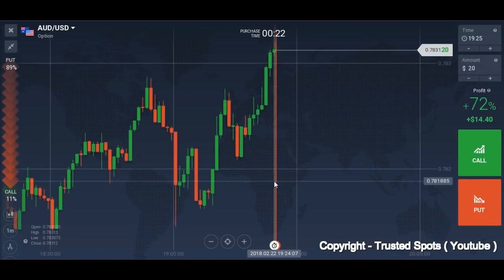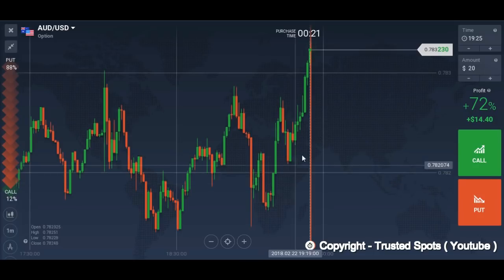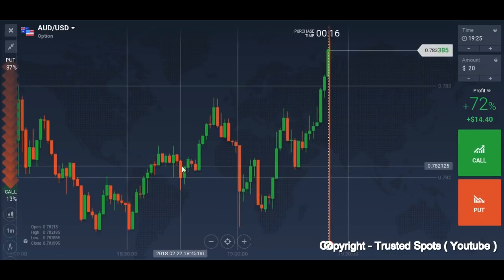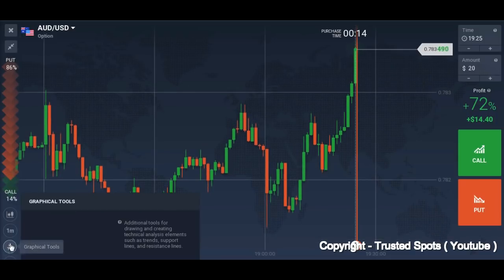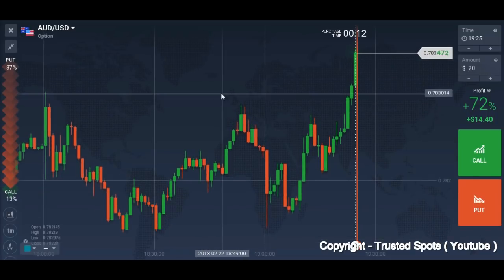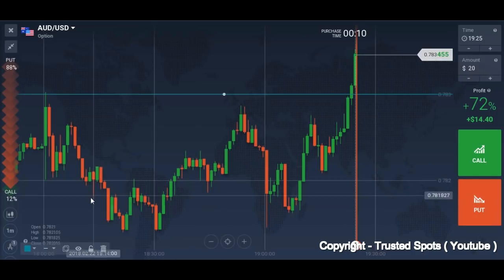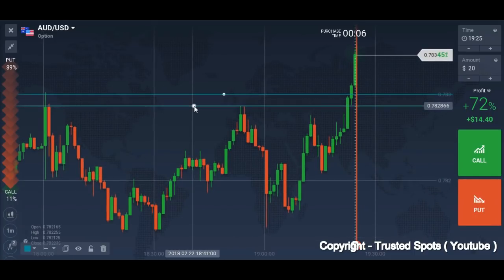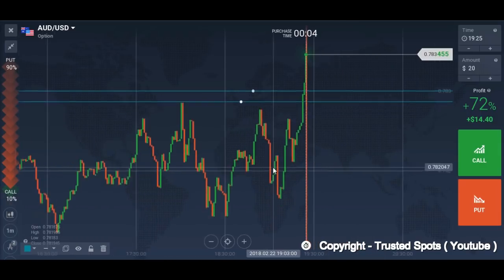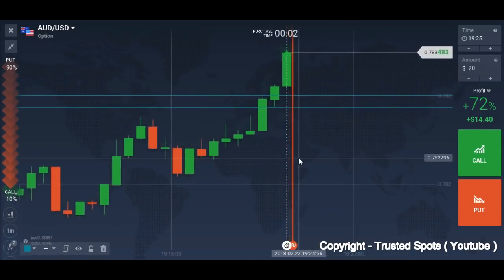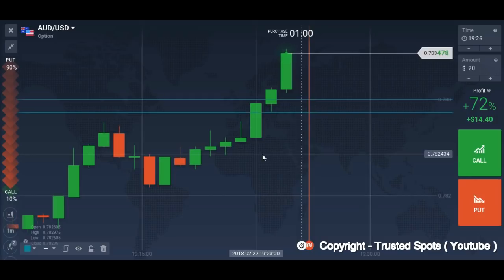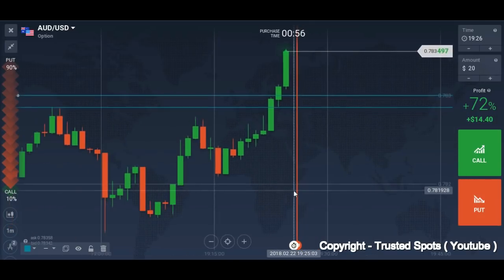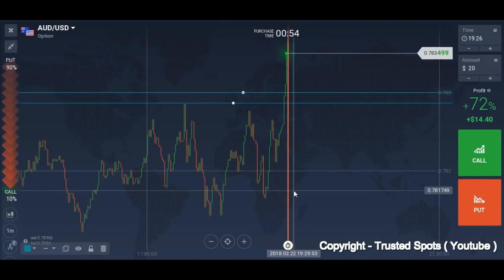It is a 1 minute candlestick chart, and you can see that the market is in a total uptrend. Let me first draw a level. This is an extreme level of support, and this is a breakout, which is a sign that we can trade for a call from this level. So now we will wait.